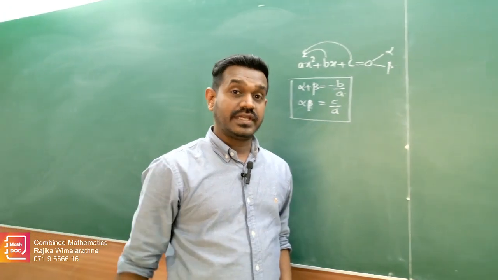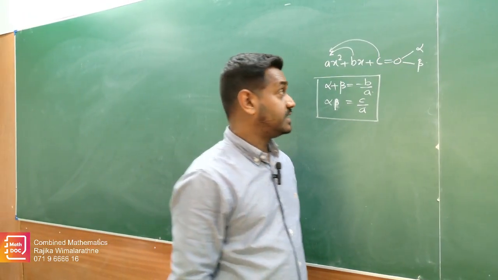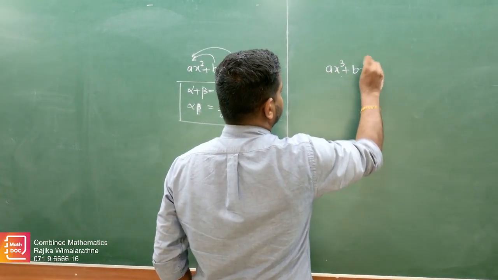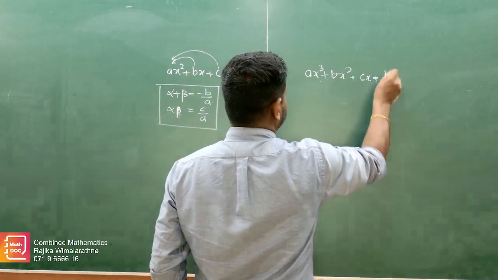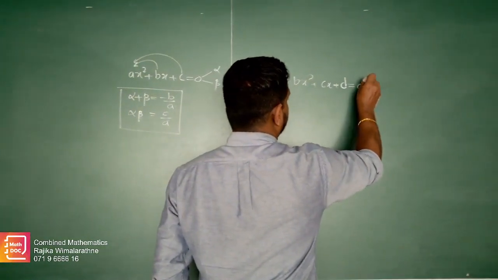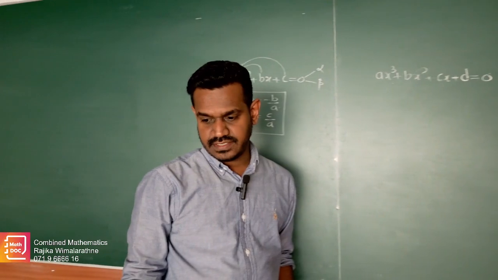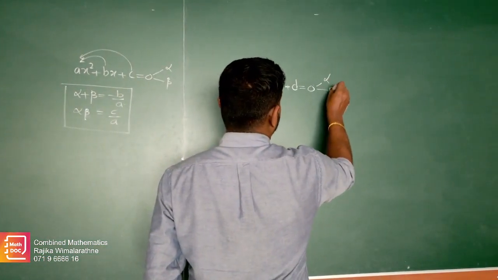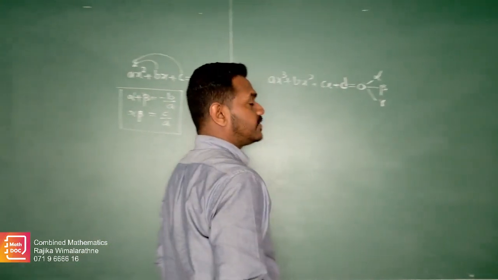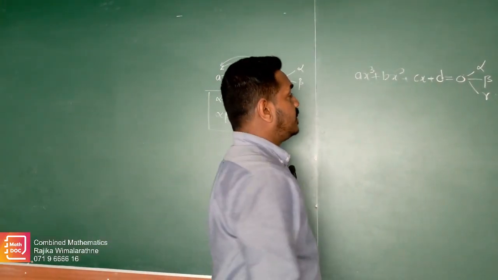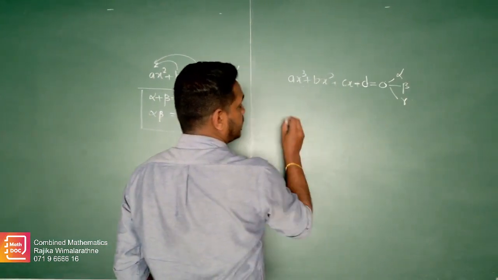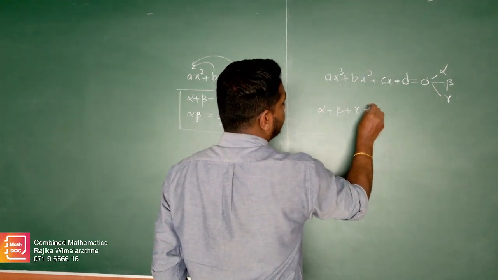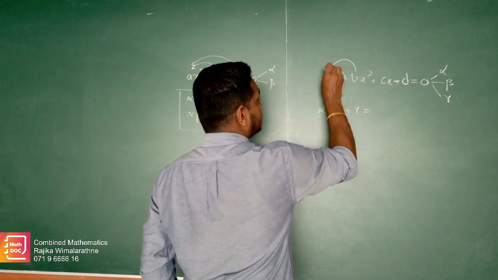Now let's move to the cubic equation: ax cubed plus bx squared plus cx plus d equals 0. Here the roots are alpha, beta, gamma. Now we have three roots, and the relations are: alpha plus beta plus gamma, the root sum, equals minus b over a.